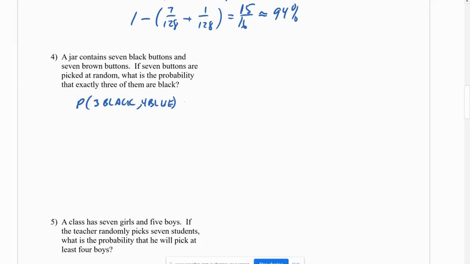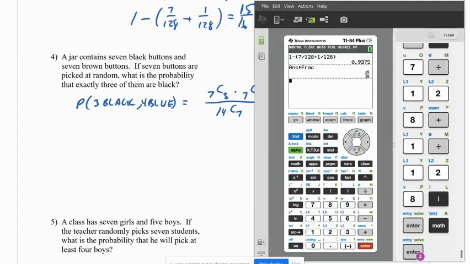If we're picking 3 black, we're also picking 4 brown because we're picking 7 buttons. And so this is going to be, there are 7 black buttons. So we have 7 black buttons. We're choosing 3 of them. And we have 7 brown buttons, and we're choosing 4 of them, divided by the total number of possible outcomes. And that is, we have 14 buttons, and we're going to choose 7 of them.